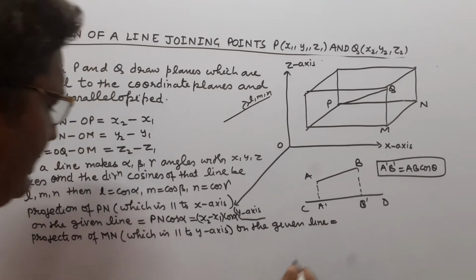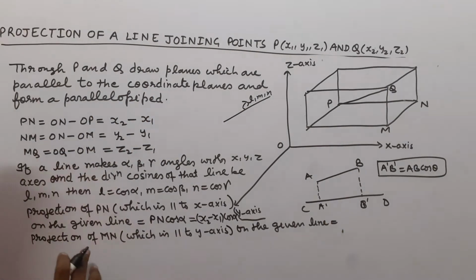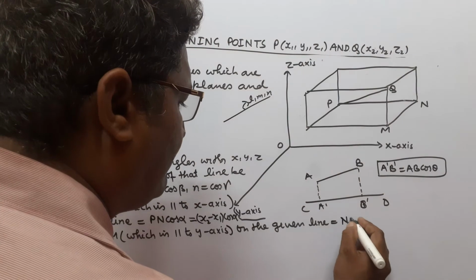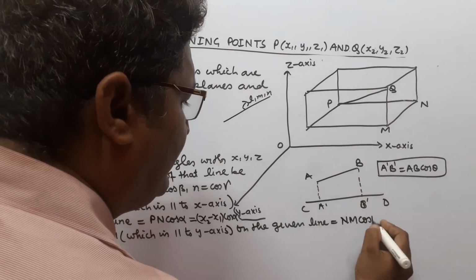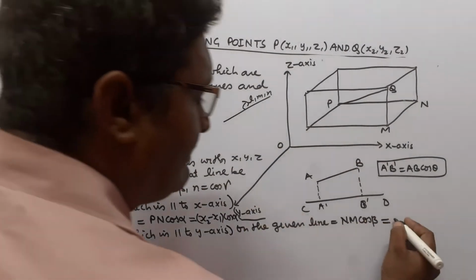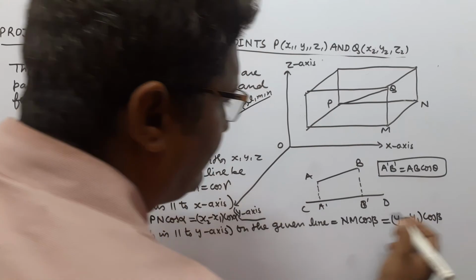So this can be written as projection of NM, not MN. Projection of NM on the given line can be written as NM cos beta, and we know that NM is y2 minus y1, so we write here y2 minus y1 cos beta.